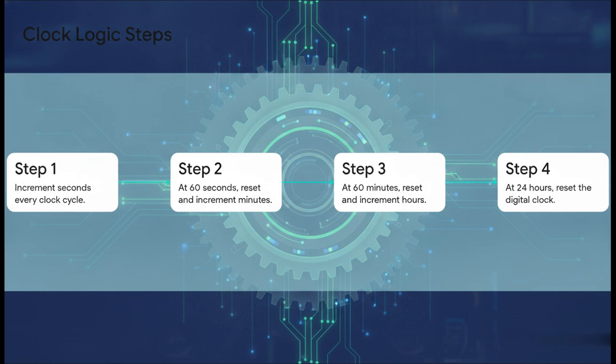First, seconds tick up by 1 on every single 1 hertz clock cycle. Second, they keep ticking until they hit that magic number 60, which immediately triggers a reset for the seconds and bumps up the minute by 1. Third, the minutes tick until 60 to trigger an hour. And finally, the hours tick until they reach 24, which triggers a master reset of the whole system right back to 0. It's simple, undeniable logic.